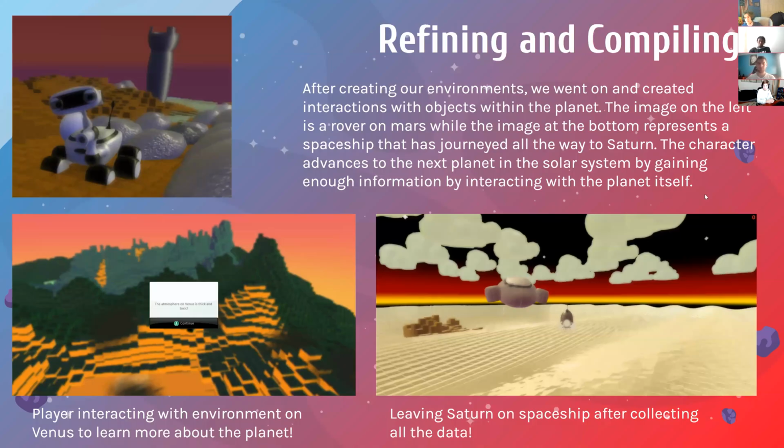And finally, we have to refine. So after creating these environments, we wanted to actually create the gameplay. So we added interactions with the objects within the planet. So on some planets, you're studying lava, on some you're mining, on some you're looking at the stars. And then after the character collects all the data on the planet, they advance to the next planet through a spaceship.